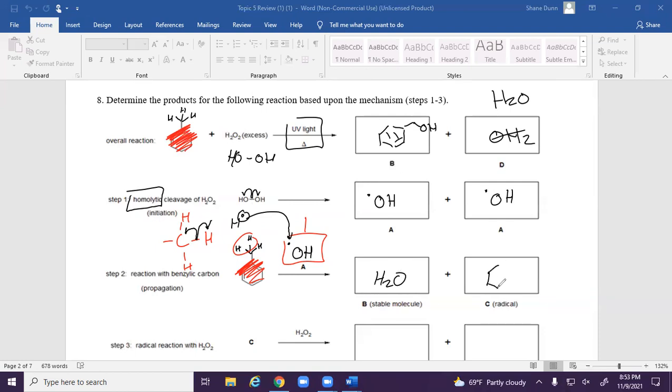Okay. And then you get a radical benzylic carbon. Is it okay to have a radical benzylic carbon? Yes or no? Is this molecule stable? Yes or no? Because of resonance. So in reality, I misplaced the boxes. It's actually going to be this instead. This is actually more stable than water, because it's a benzylic radical.